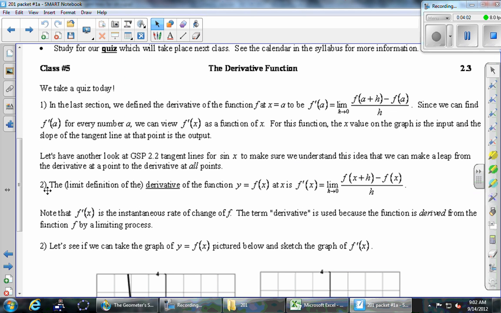Okay, let's go to number 2. Abby? Okay, not a big change from what we did last class to what we're doing today. It used to be a was a specific number. Now it's x, a general number, but it's the same formula. Abby, go ahead.